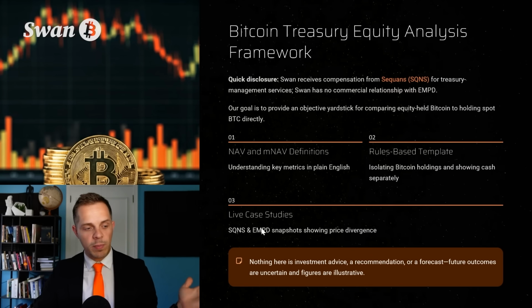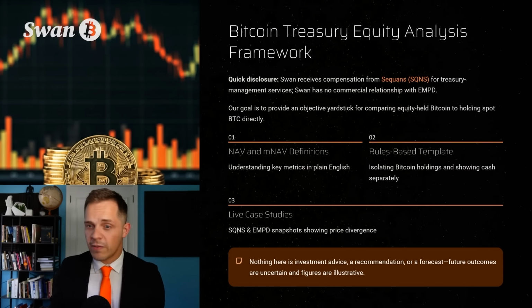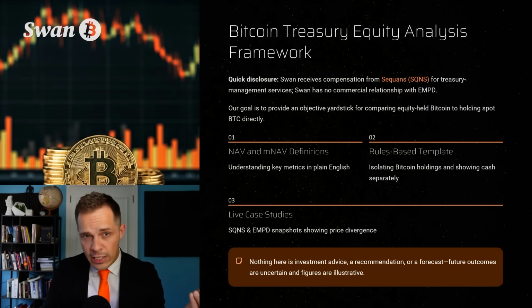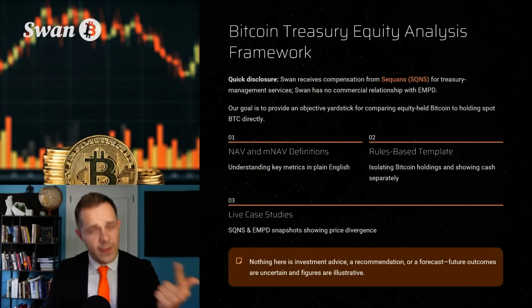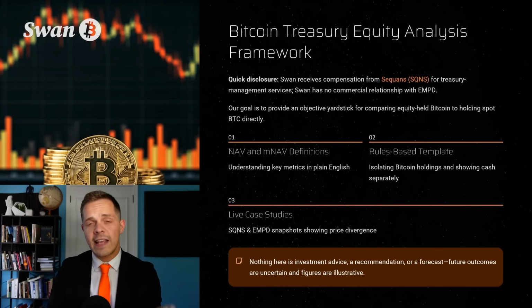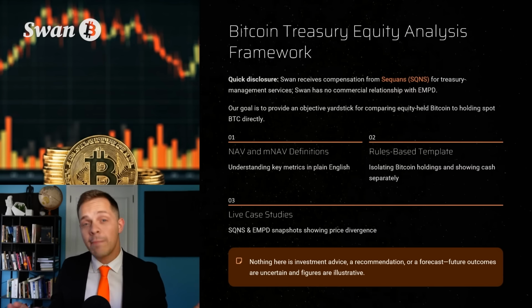And then we're going to apply the math to two fresh case studies, one being Sequans, where Swan is engaged, then EMPD. Both snapshots illustrate how share price can diverge from the underlying Bitcoin value and how that gap can change as market conditions evolve. By the end of this, you'll have a clean apples-to-apples framework that you can apply to any Bitcoin Treasury equity, confirm the inputs, run the same formulas, and see exactly how the market is pricing each company's Bitcoin on a per-share basis. Let's get started by defining NAV and M-NAV in plain English.